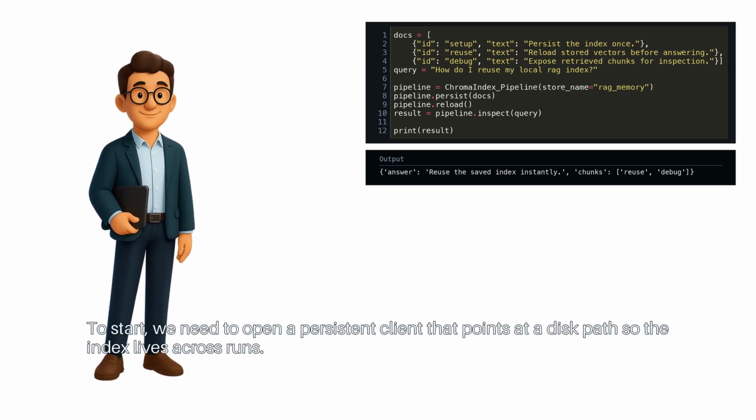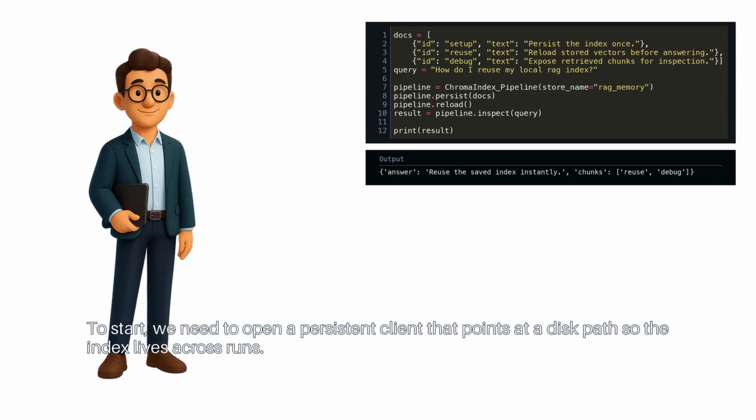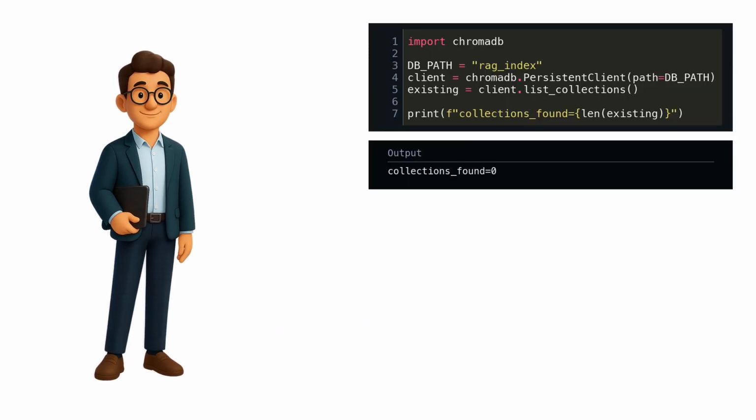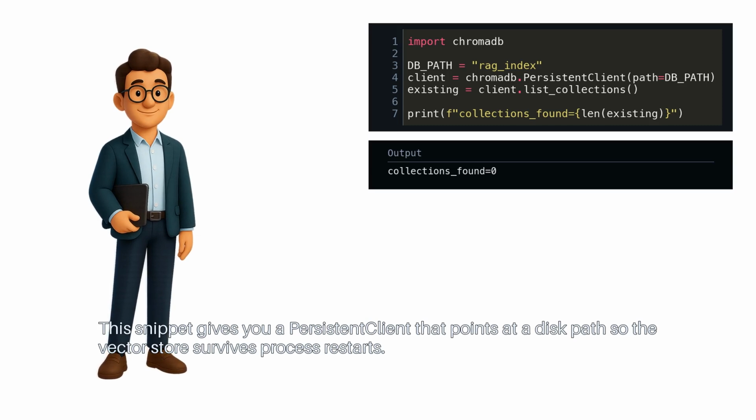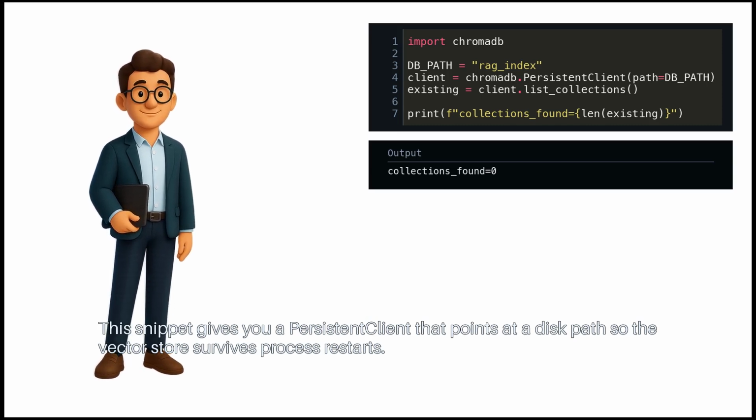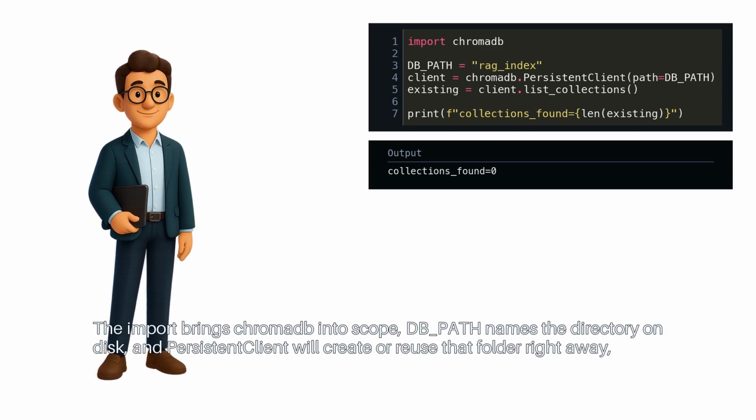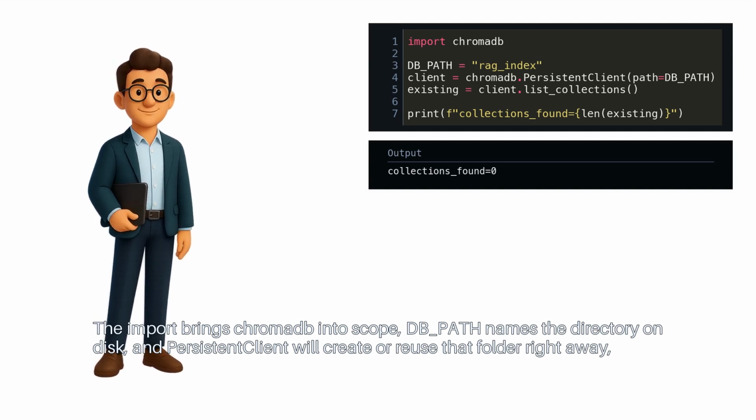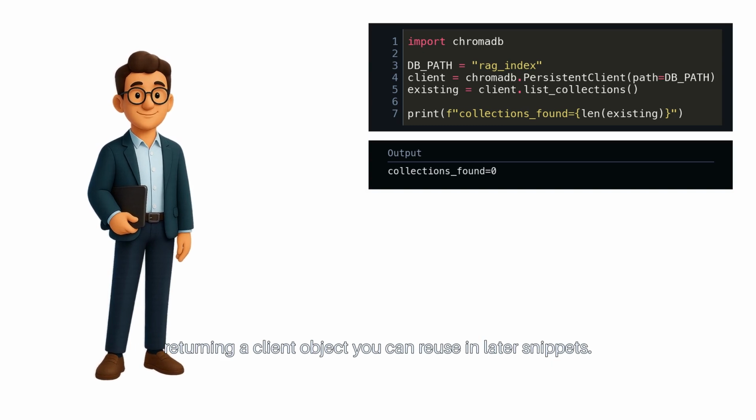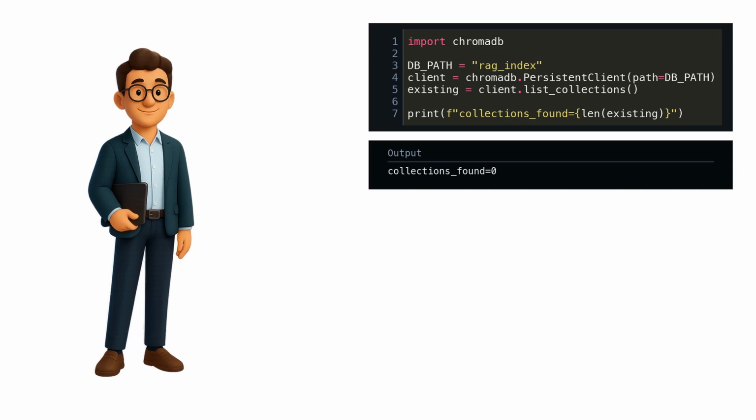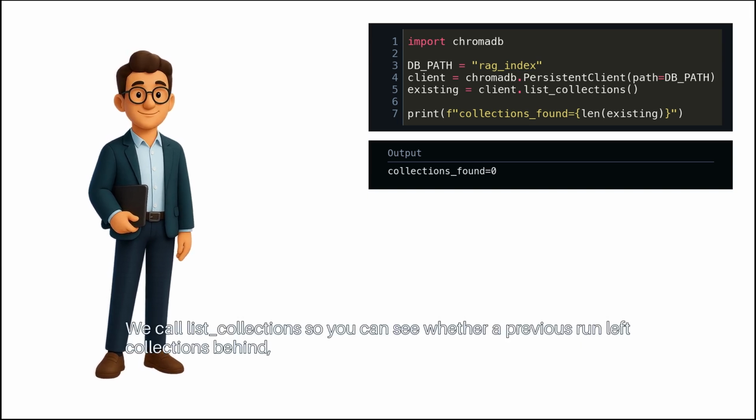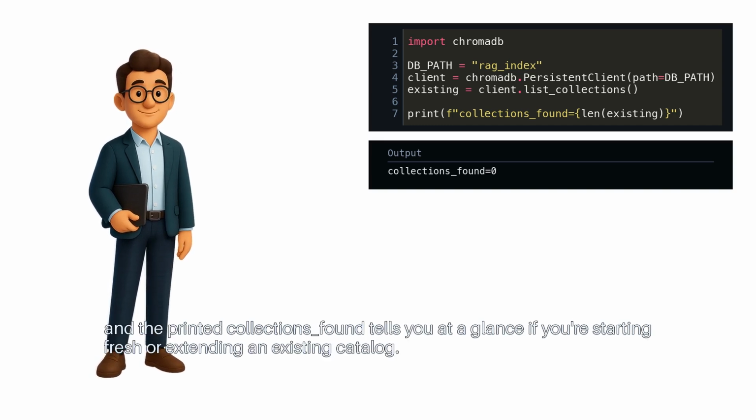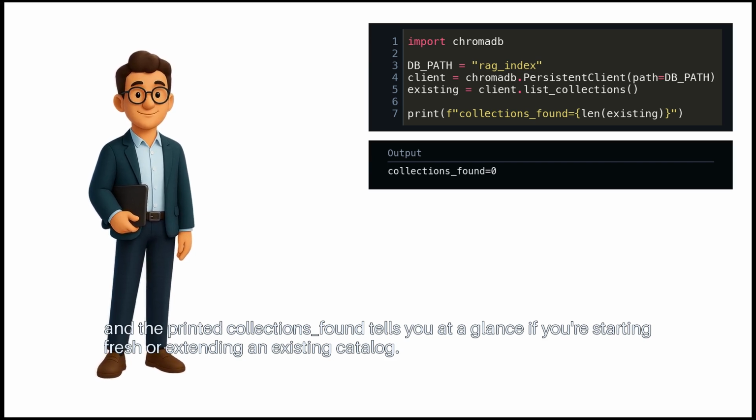To start, we need to open a persistent client that points at a disk path, so the index lives across runs. This snippet gives you a persistent client that points at a disk path, so the vector store survives process restarts. The import brings ChromaDB into scope. DB path names the directory on disk, and PersistentClient will create or reuse that folder right away, returning a client object you can reuse in later snippets. We call list collections, so you can see whether a previous run left collections behind. And the printed collections found tells you at a glance if you're starting fresh or extending an existing catalog.